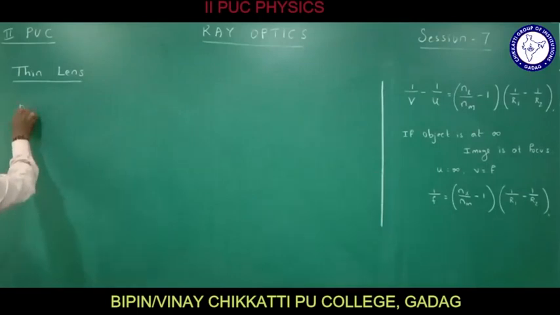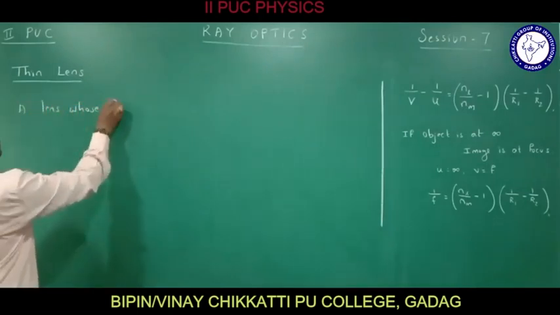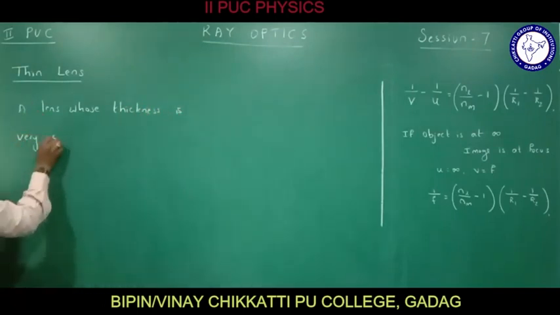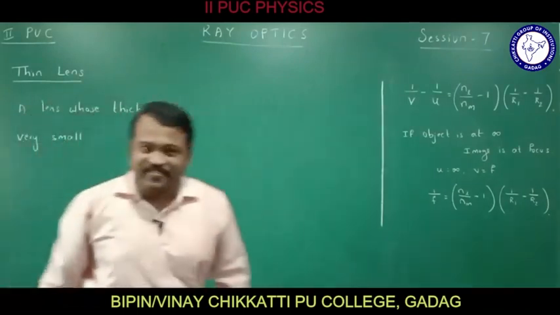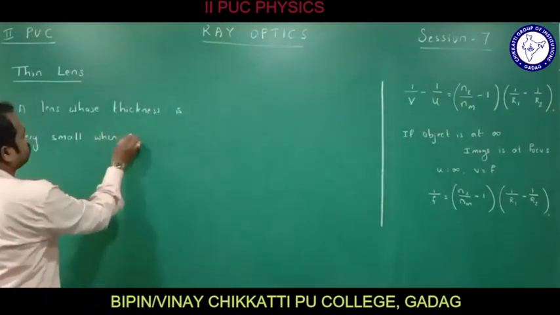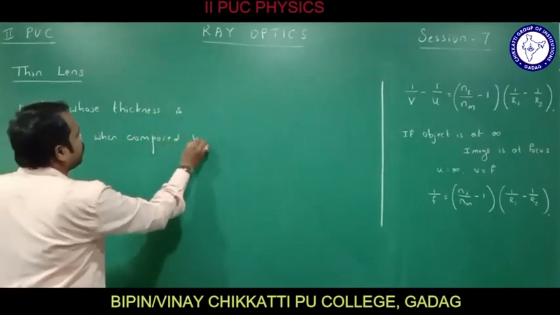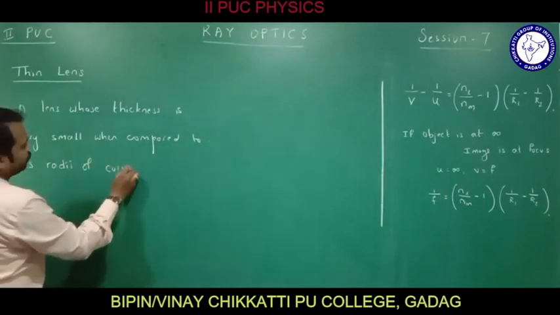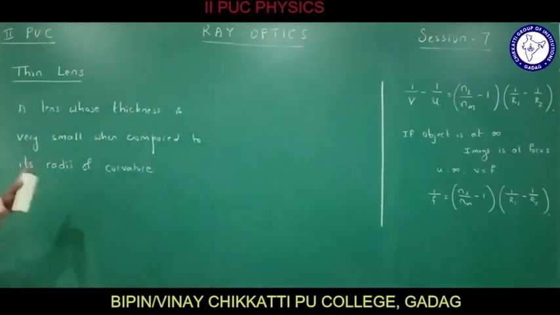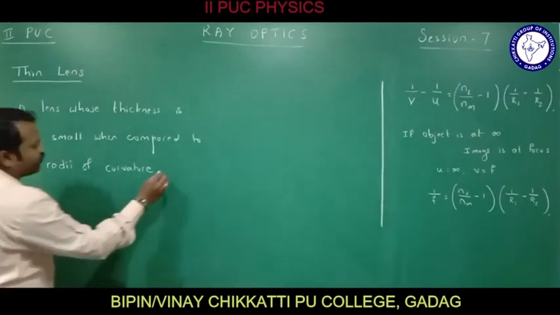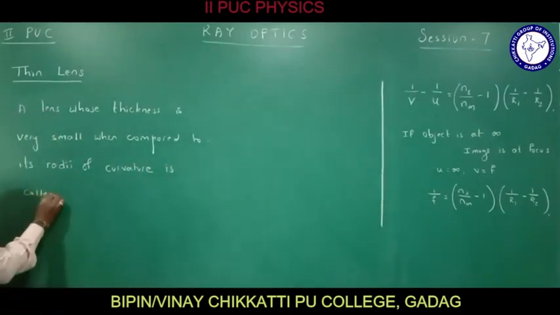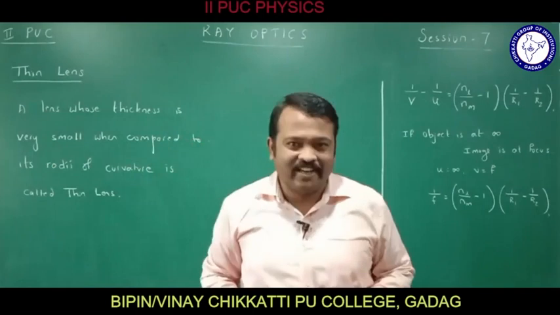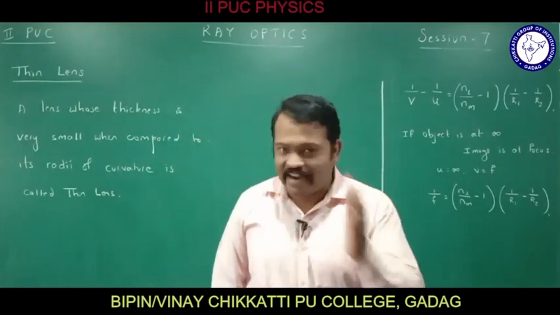A lens whose thickness is very small when compared to its radii of curvature is called a thin lens. Okay, understood. Thin lens means a lens which is very thin, whose thickness is very small when compared to its radii of curvature, right?